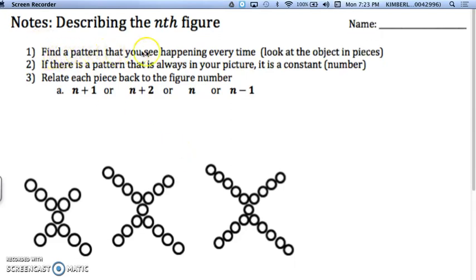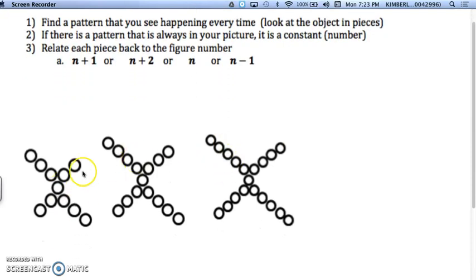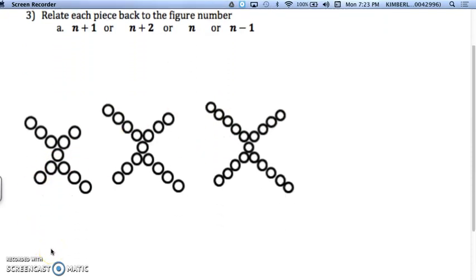So first you have to find a pattern that you see happening. And this is tricky because you may not see it how I see it, and there are lots of different ways to see it. It's all about how you personally group it, okay? If there's a pattern that's always in your picture, that's a constant, and it's going to be in the picture no matter what number you're in. And then you have to relate each piece back to its figure number. I know in the past we've said, oh, they're adding 4 each time, but I don't really care about that now when I'm describing something. I care about how it relates back to the figure I was in.